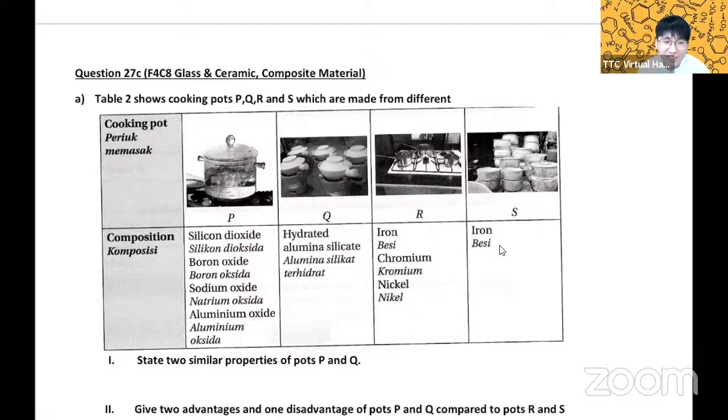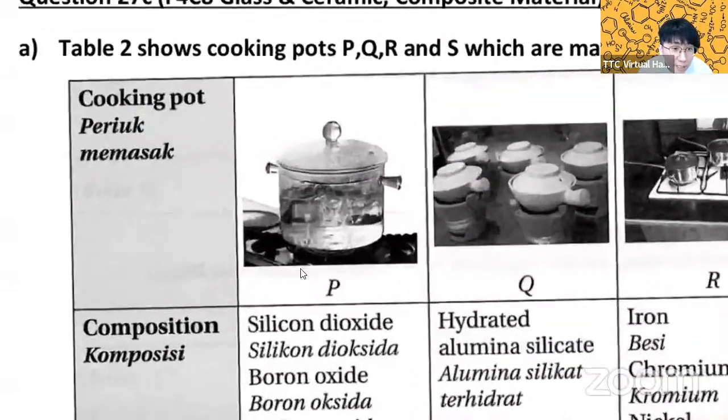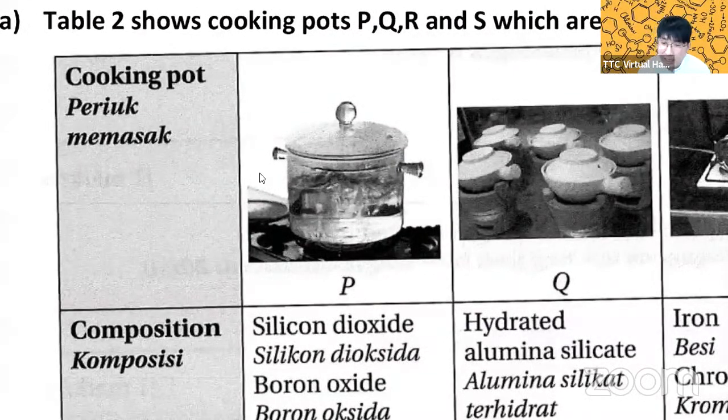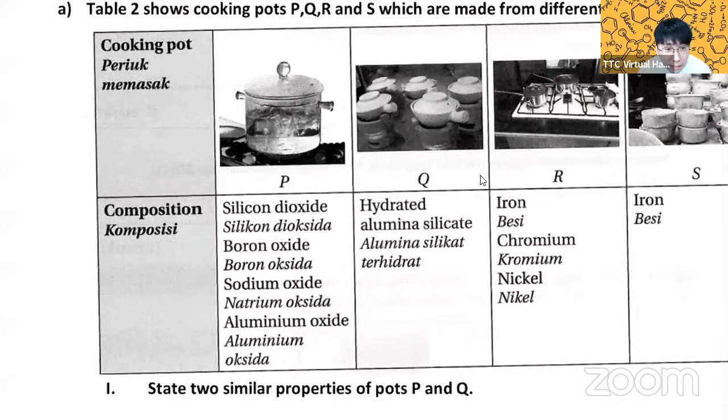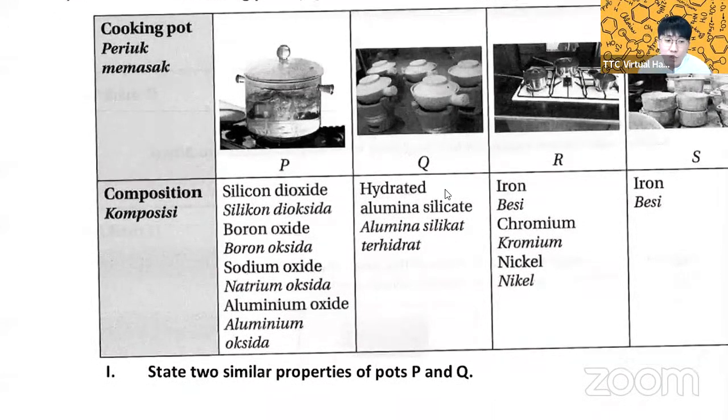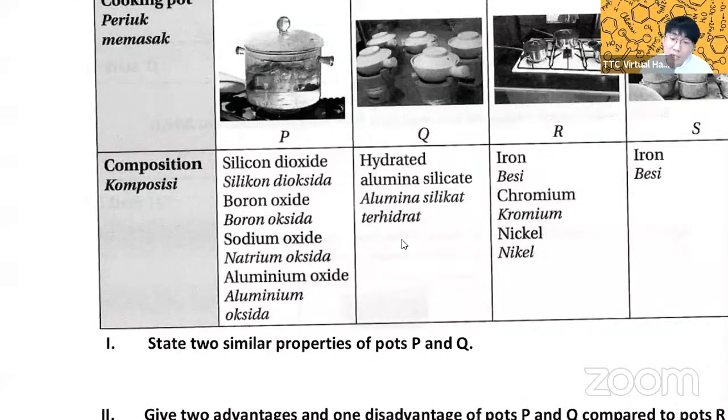And the last one is iron. So, state two similar properties of P and Q. What's P? If you see P, it's a see-through pot. It's a glass, technically. And then Q, it's clay, ceramic. So give me two similar properties. Glass and ceramic, what feels the same?